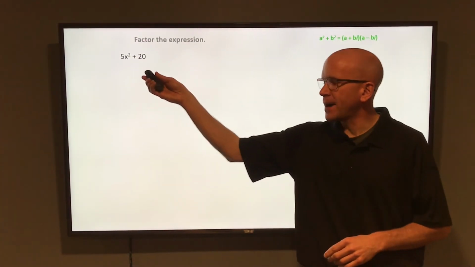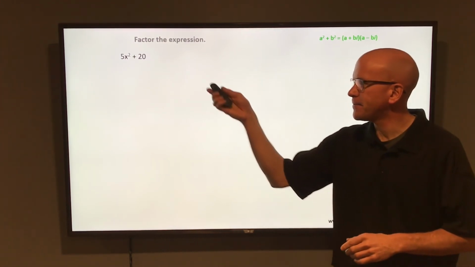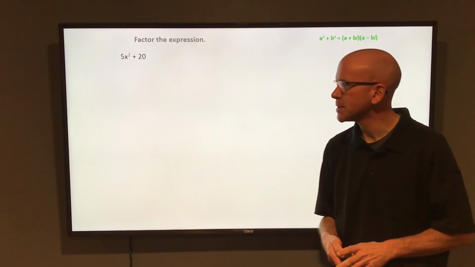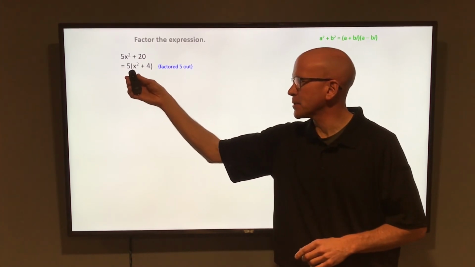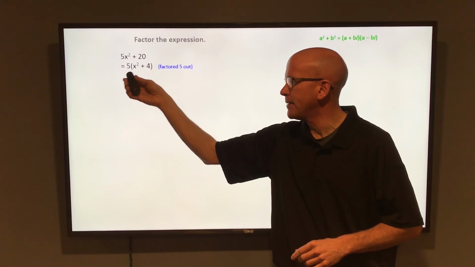We're going to factor 5x squared plus 20. Always look for a common factor that you could factor out. First, 5 is a common factor of those two terms. So if you divide each term by 5, that's what goes in the parentheses. Divide 5x squared by 5, it's x squared. Divide 20 by 5, that is 4.